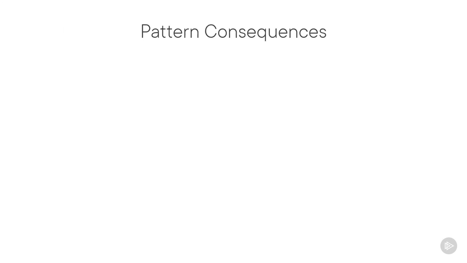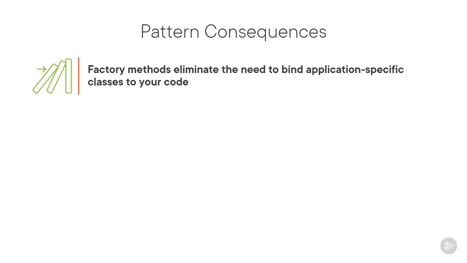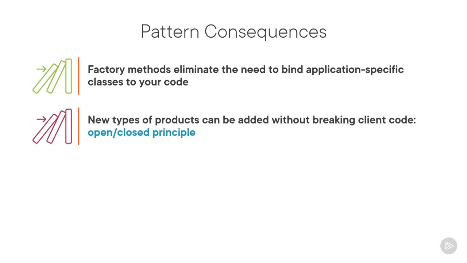A main consequence of this pattern is that factory methods eliminate the need to bind application-specific classes to your code, to the client, for example. And that's because the code only deals with the interface, the product, and not with the concrete implementation. That means it can work with any concrete product implementation. In other words, you're avoiding tight coupling. It's this that enables adding new types of products without breaking client code. And that's the open-closed principle at work.